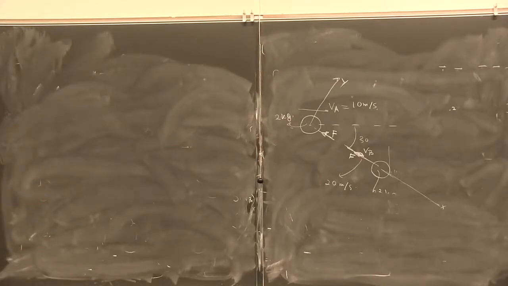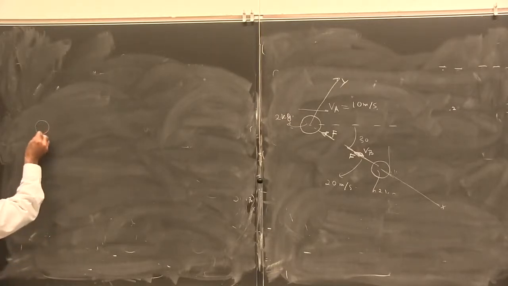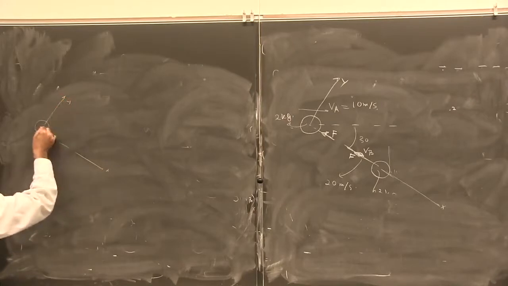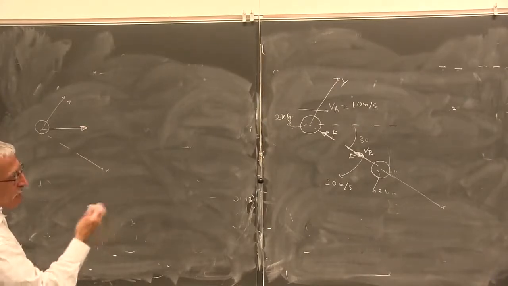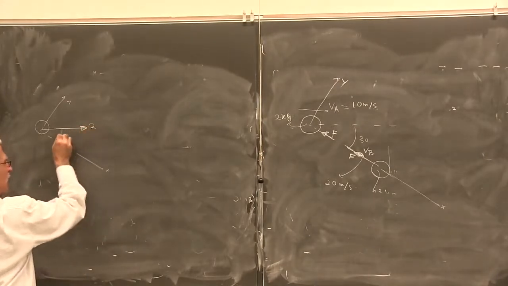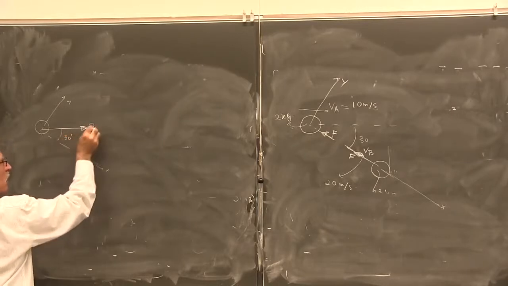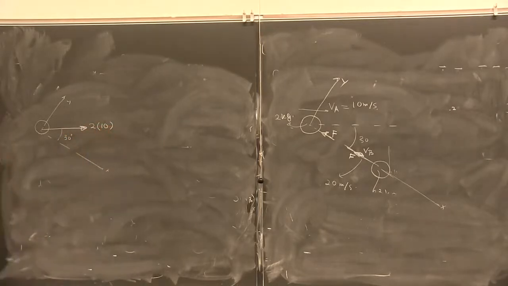What is my momentum? Well, this time, my particle A, and this is x, this is y. My particle A has momentum in this direction. That's 2 kilograms times 10 meters per second, and this angle is 30 degrees. That's your particle.